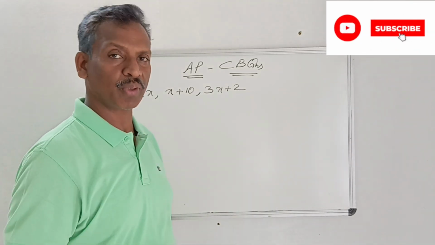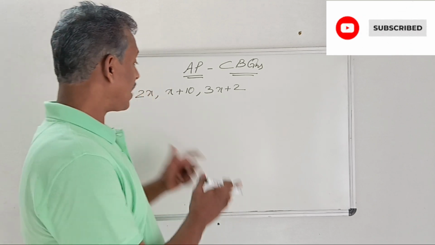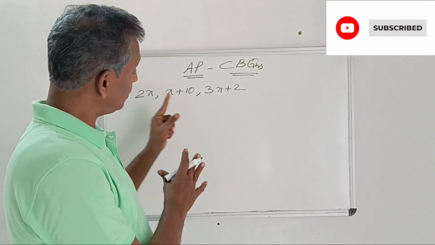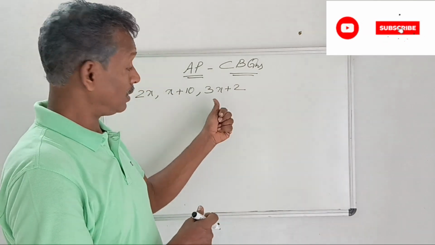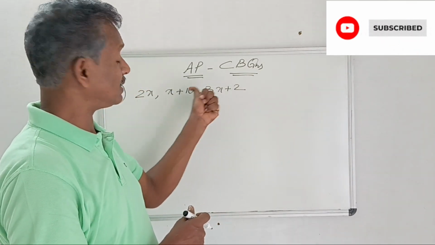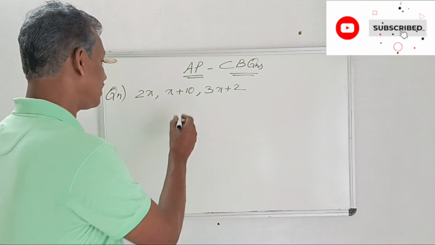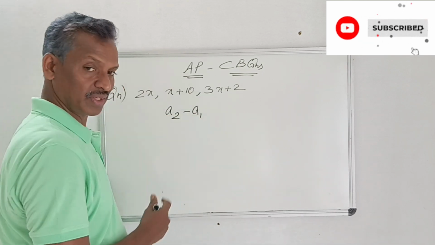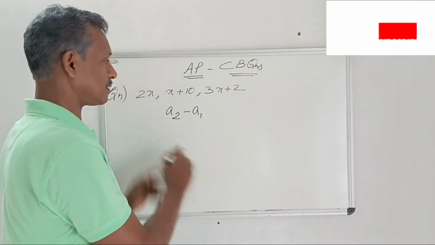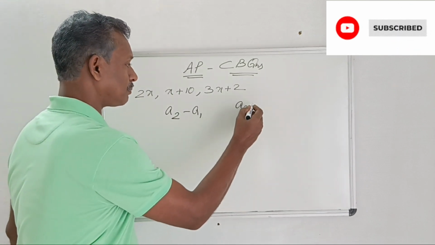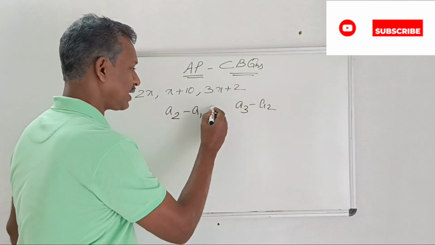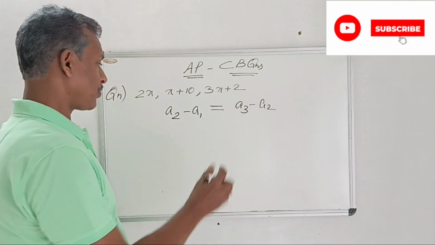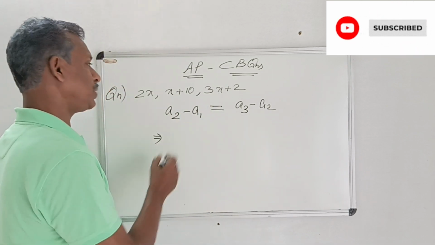Here we use the property of common difference. Whatever is the difference of the second term and first term, the same is equal to the difference of the third term and second term. That means d, A2 minus A1, second term minus first term, and third term minus second term, their differences are equal. Okay?